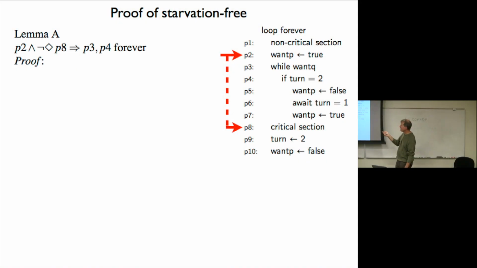All right, so let's check out Lemma A. Here we're going to use some nice linear temporal logic. So here is our Lemma A that we had to prove. Remember this is our depiction. We said P2 and not eventually P8 implies P3, P4 forever. That's what we have to prove. If you are here and you don't eventually get to here, that means you've got to be spinning in P3, P4. I call that P3, P4 forever.